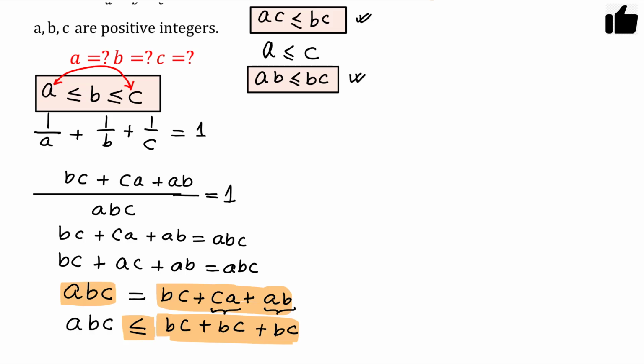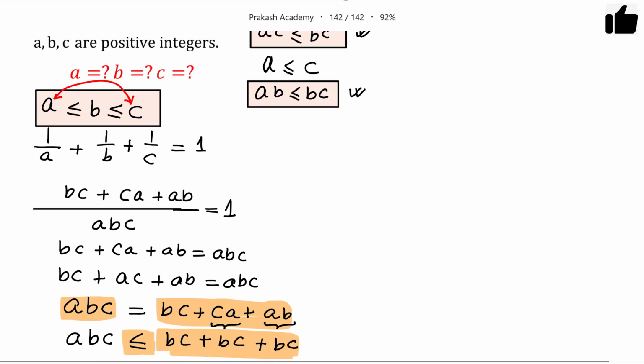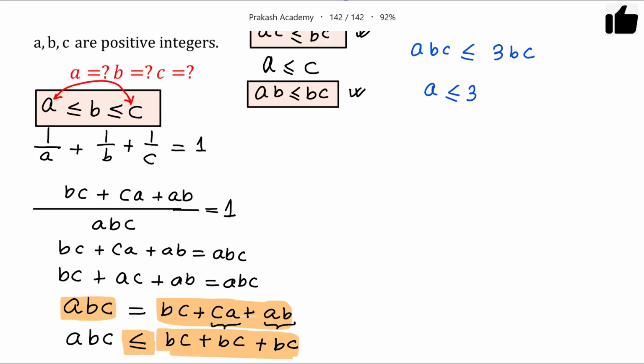Now see, this was the key step to solve this problem. So now I have this inequality, that is abc is less than or equal to bc + bc + bc, that is 3bc. Now bc is not 0 because it is given in the problem that these are positive integers. This means they are greater than or equal to 1. So I can cancel bc. So a is less than or equal to 3. So now I got a condition, that is a is less than or equal to 3.